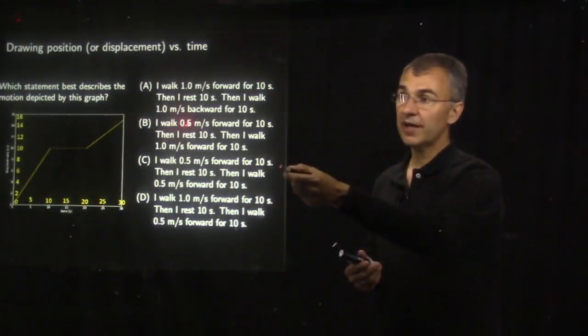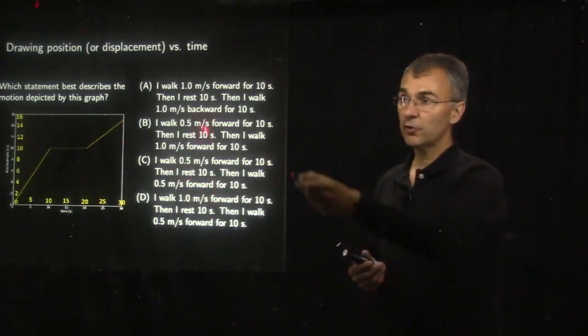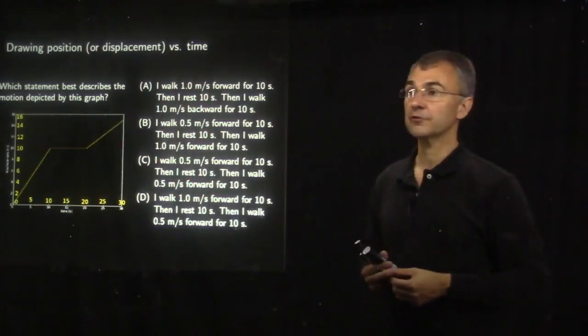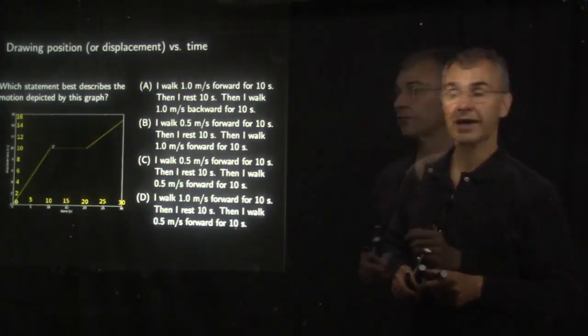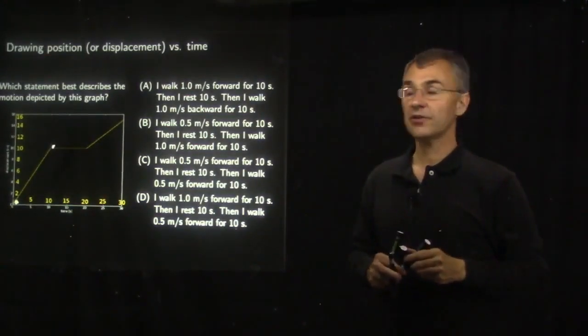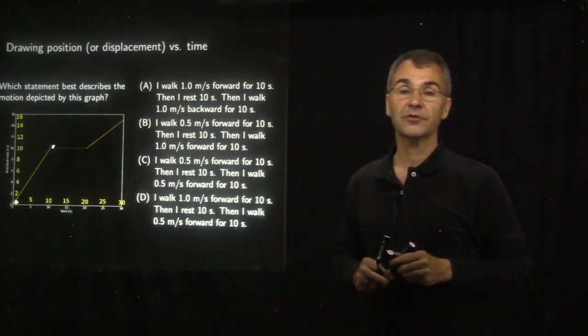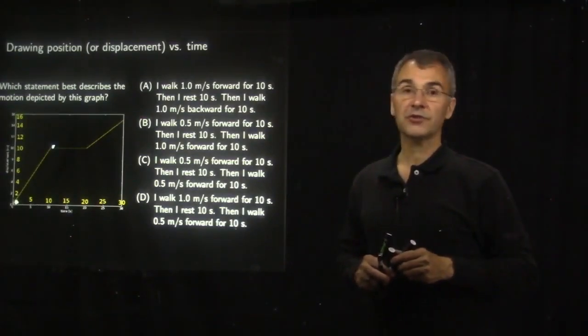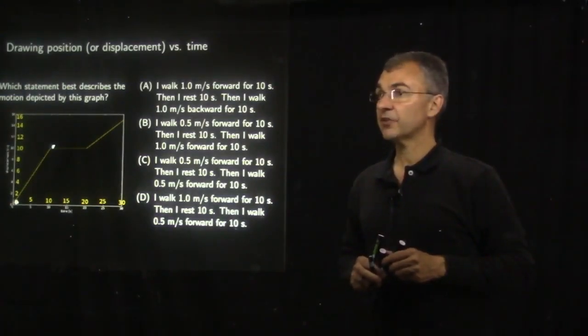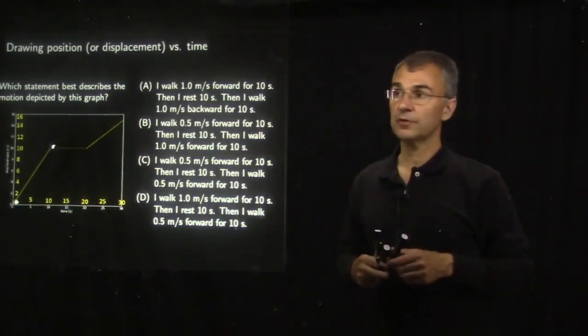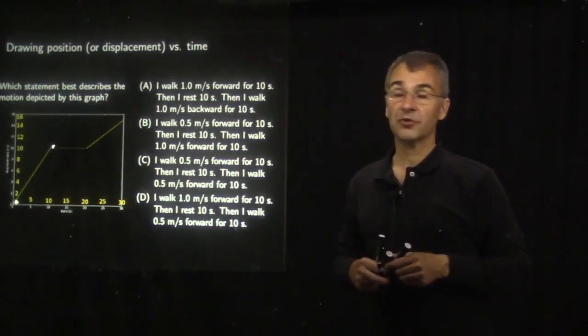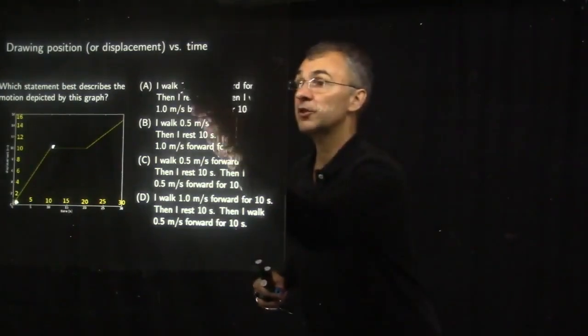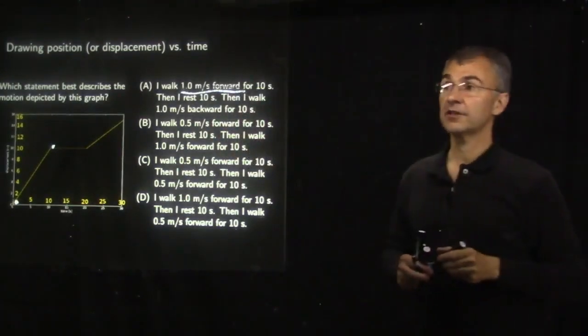Then other ones say I walk a half meter per second forward. So I guess they all say forward, so I have to figure out how fast am I walking forward for the first 10 seconds. How would we do that? Over the course of the first 10 seconds, it seems like I travel 10 meters of displacement. If I have a displacement of plus 10 meters over a time interval of 10 seconds, that is an x component of velocity, or in other words, a velocity in the forward direction of 1 meter per second. So I think I do walk 1 meter per second forward in the first 10 seconds.